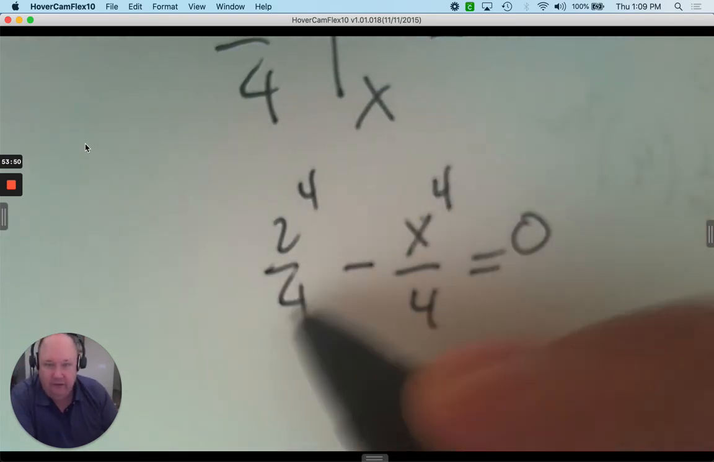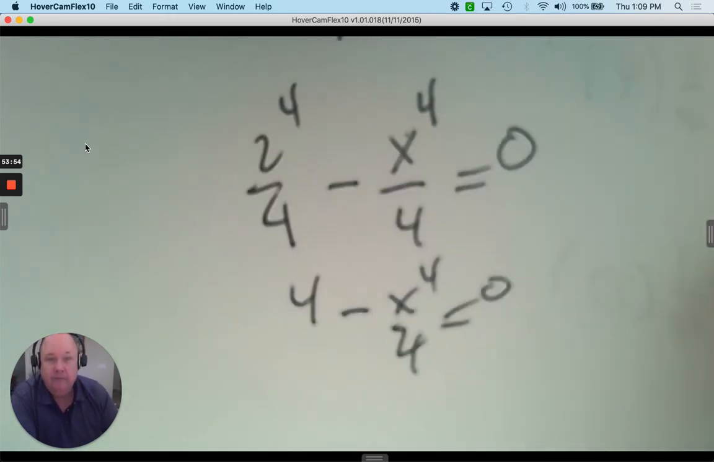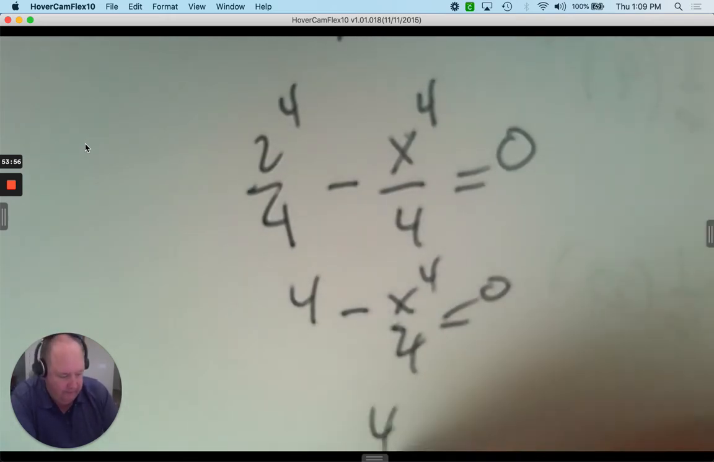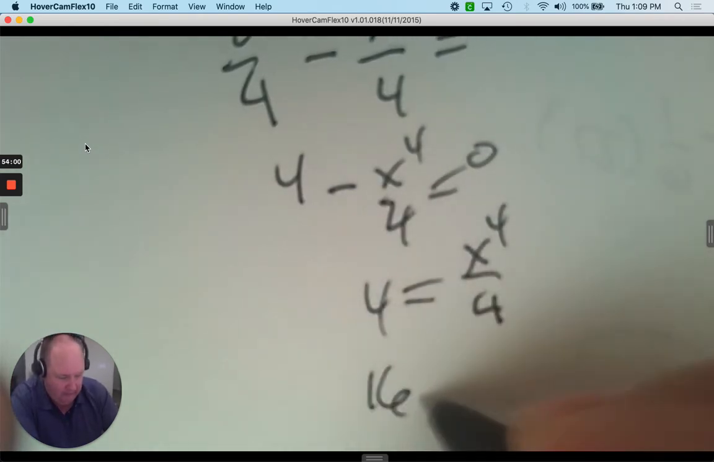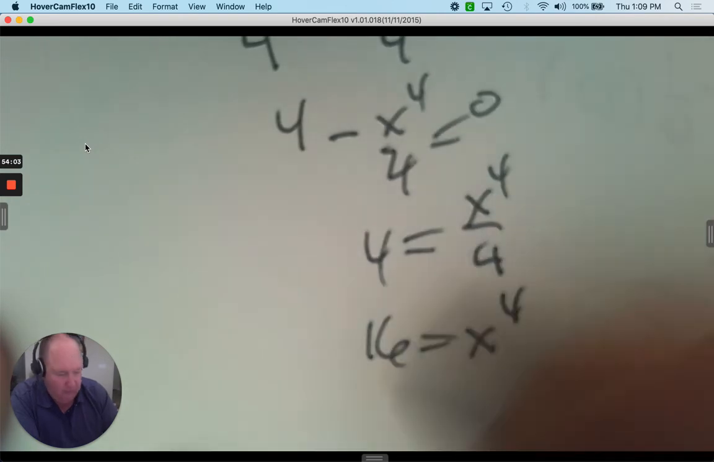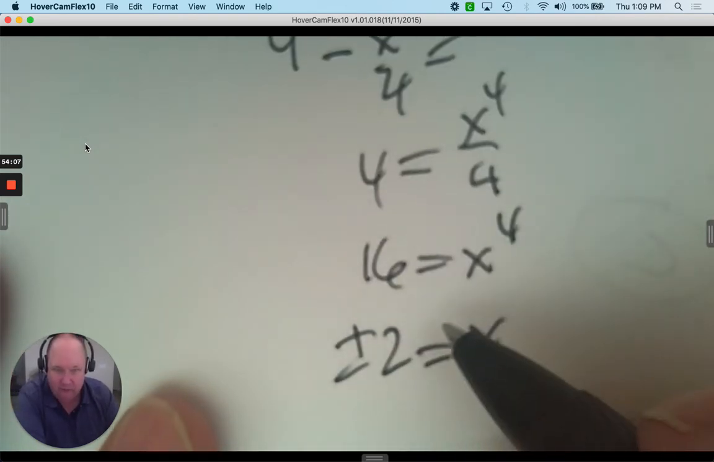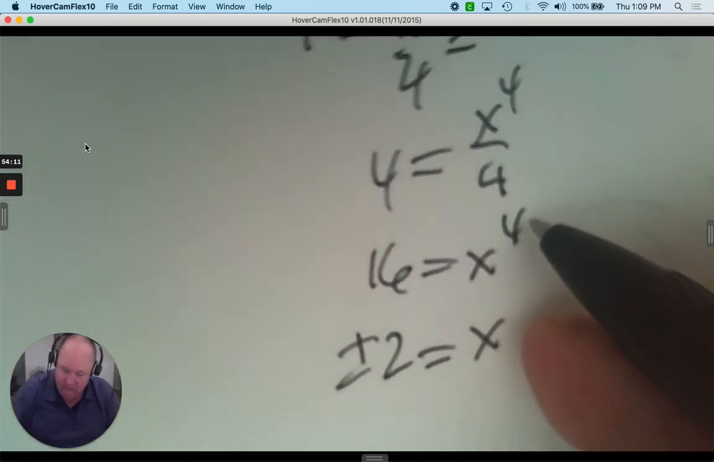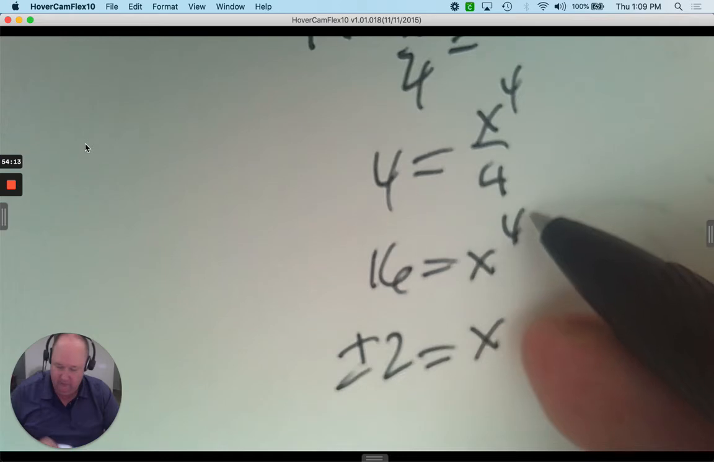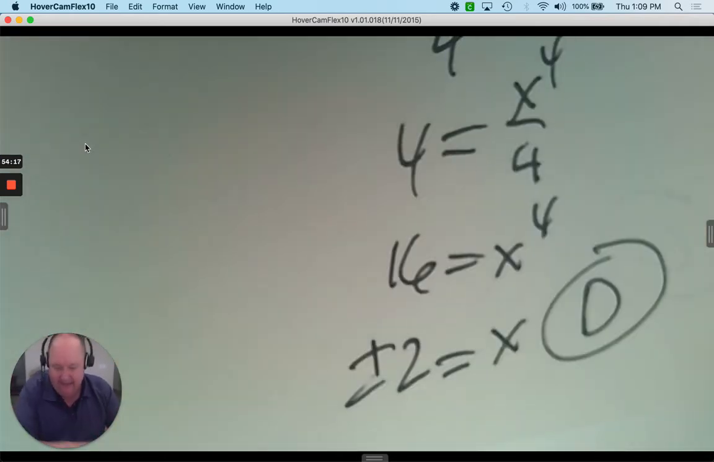So 16 divided by 4 is 4. And then to solve it, I'm going to add x to the 4th over 4, and multiply by 4. Now, when I take the 4th root, the answer could be positive or -2. Both would give you the answer 16. Positive 2 and -2. So that's why the answer is D. It's positive and -2.